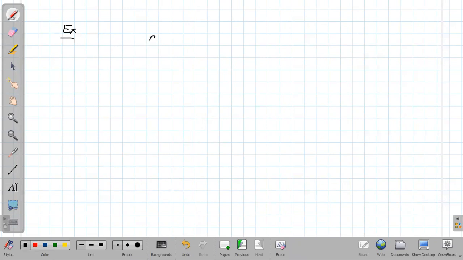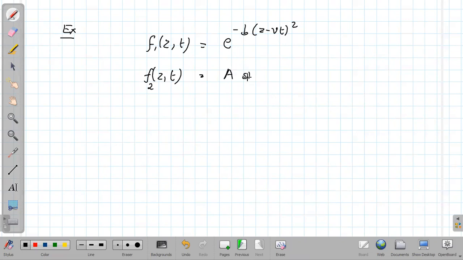Some examples. If you take the function f1 of z, t, which is of the form a e raised to minus b (z minus vt) squared. So this is a function of z minus vt. So obviously this represents a wave propagating in the positive z direction. You can take another function, maybe f2 of z, t. If it is a sine of b(z minus vt) plus phi. Again, this represents a wave propagating in the positive z direction.